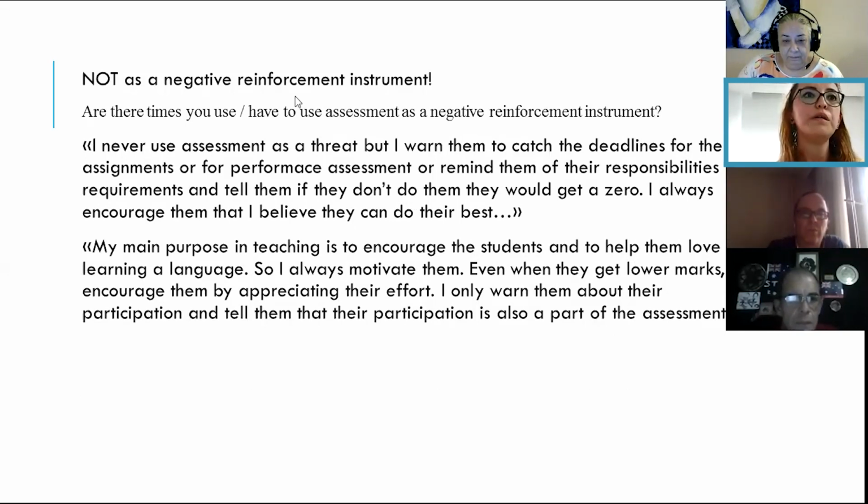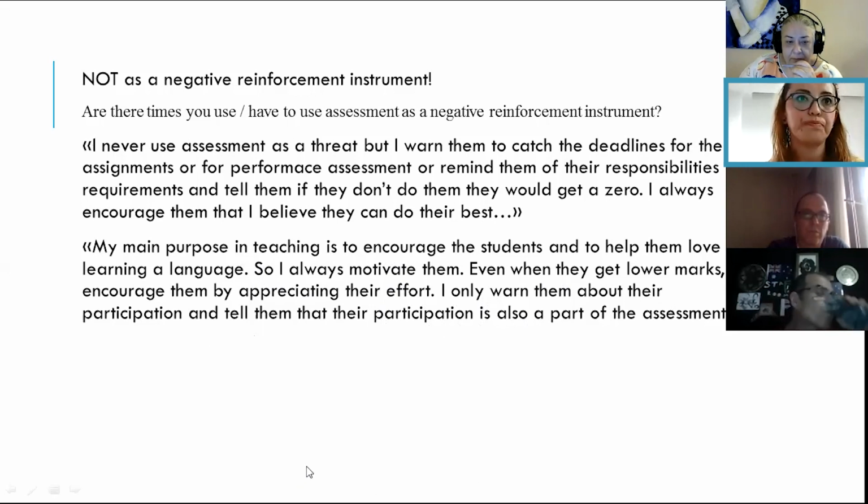Another teacher said: My main purpose in teaching is to encourage the students and to help them love learning a language. So I always motivate them. Even when they get lower marks, I encourage them by appreciating their effort. I only warn them about their participation and tell them that their participation is also a part of assessment. And I had similar answers to this question, which is, I think, good, and also in parallel with what the curriculum tells us to do.